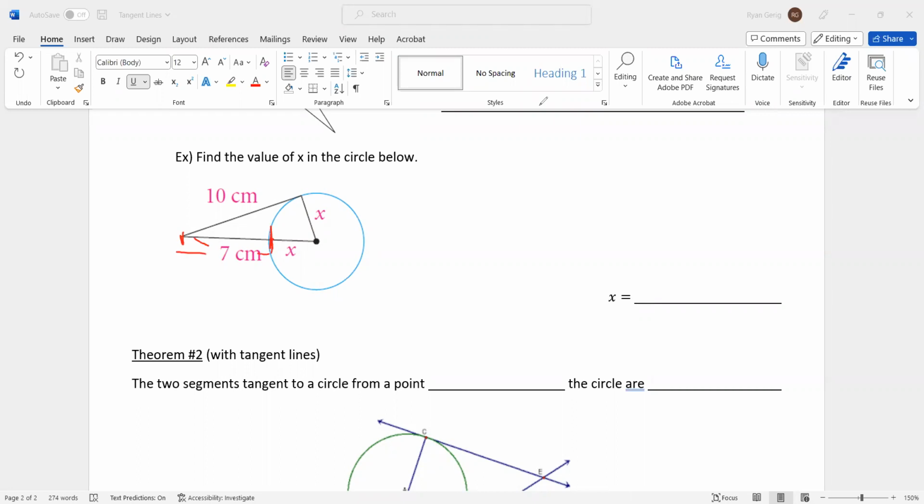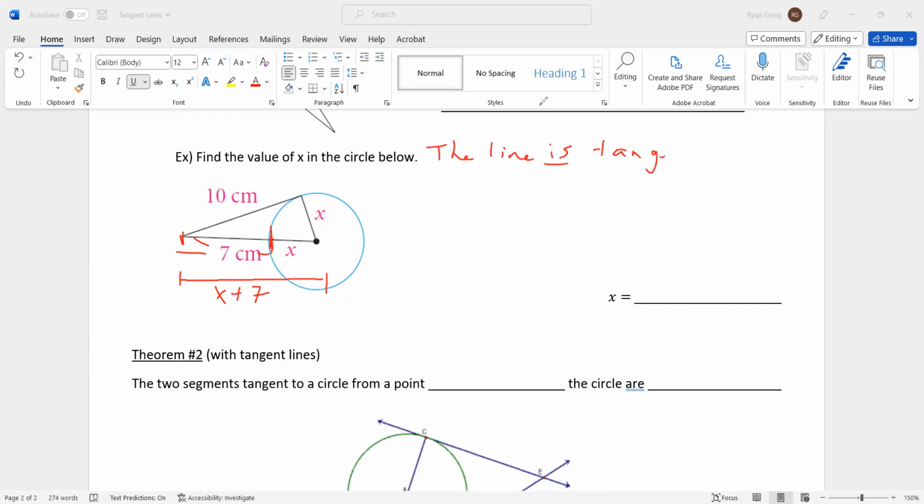So the whole distance here is what? Well, it's x and 7 together, so x plus 7. Okay, so that's the first thing I want to point out. Second thing is, I told you, I didn't say it, but I'm going to say it now. The line is tangent. I'm giving you that.